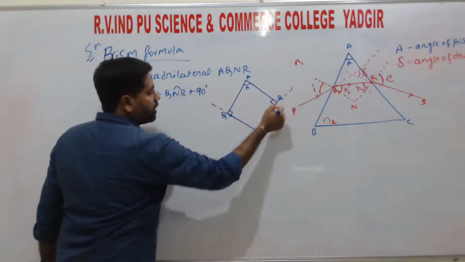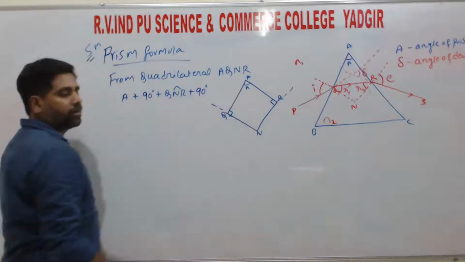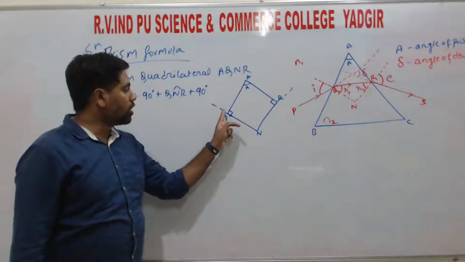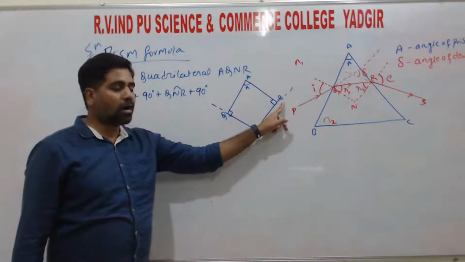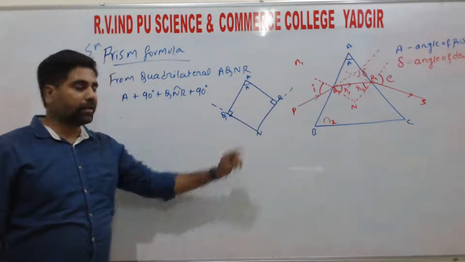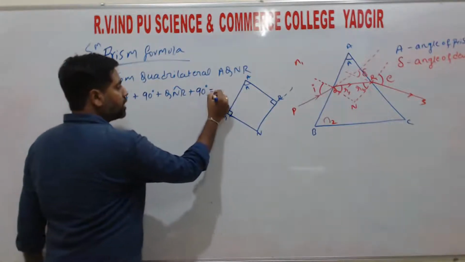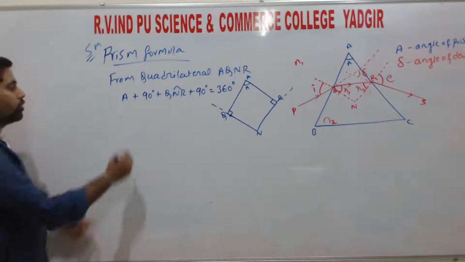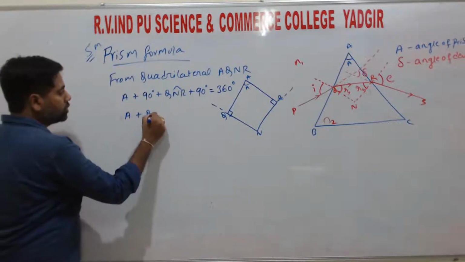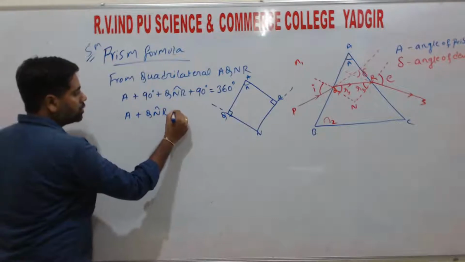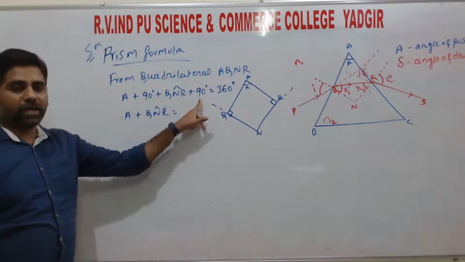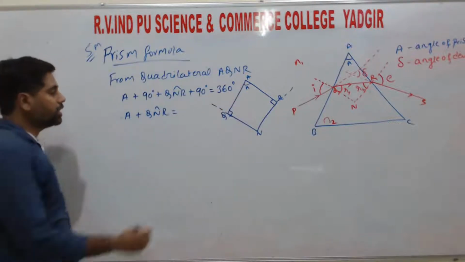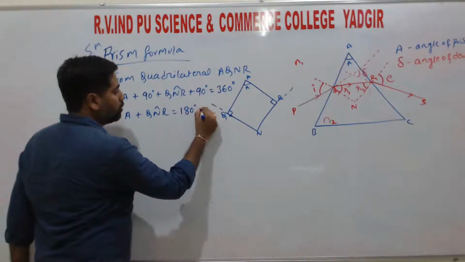90 degree, because here we have drawn the normal to the refracting surfaces AB and AC, right? So if we draw the normal, angle Q and angle R equal 90 degree. So the sum of all these angles is equal to how much? 360 degree, right? So here, A plus angle QNR plus 90 plus 90, that is 180. If we shift that to the RHS, 360 minus 180, so we get A plus angle QNR equals 180 degree.